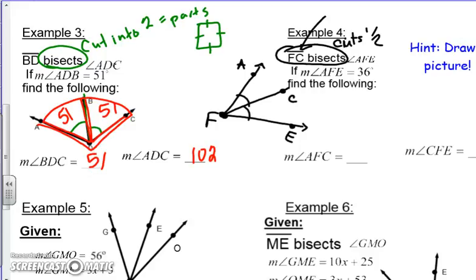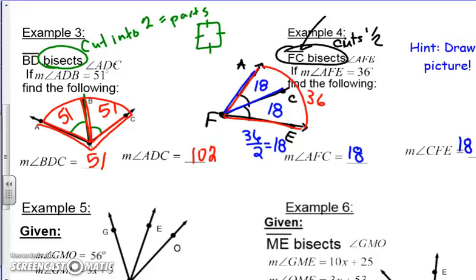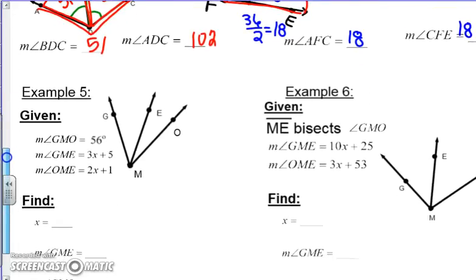It then tells us that AFE, oh wait, that's the whole thing. That's 36. So what can I do to find out what the measure of AFC is? Very good. So 36 divided by 2 is what? 18. So this one's 18. How big is the other one? 18 because they're both the same. Are we good? Yes. Good. Now look at example 5 and 6.